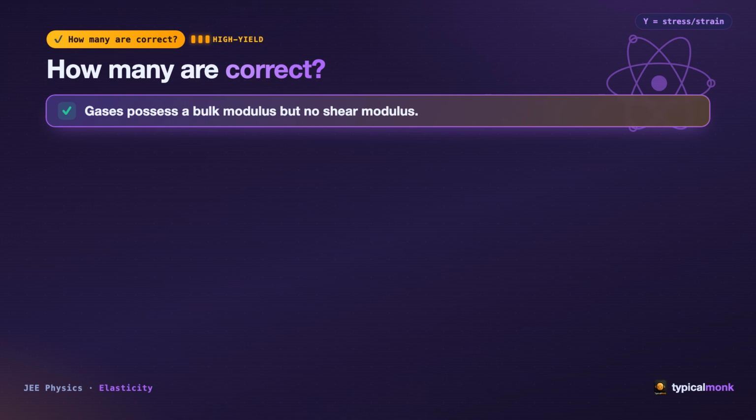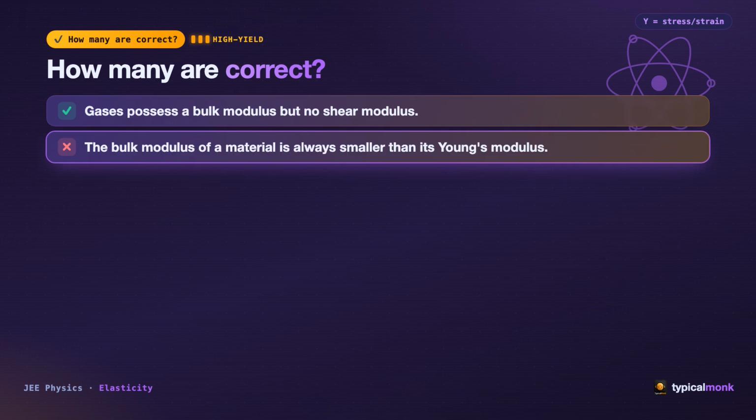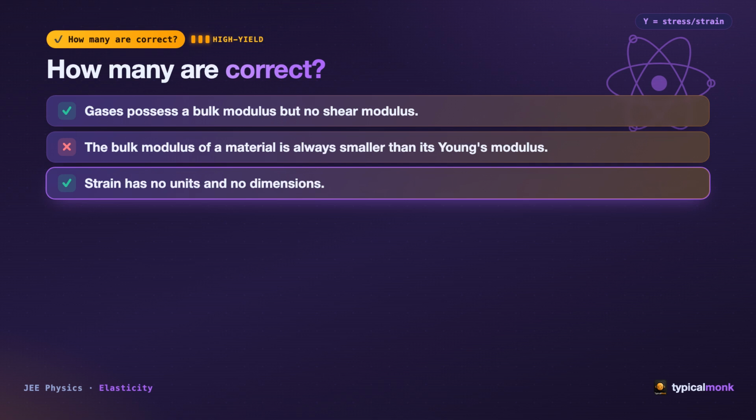Statement 1. Gases possess a bulk modulus but no shear modulus. Hold your verdict. Statement 2. The bulk modulus of a material is always smaller than its Young's modulus. Think carefully before you answer this one. Statement 3. Strain has no units and no dimensions. Remember what strain actually is, one length over another.